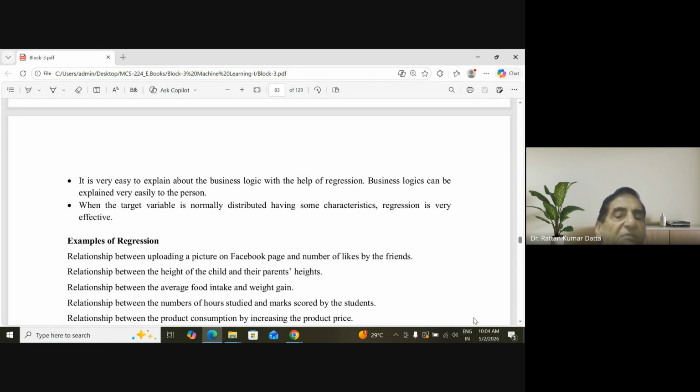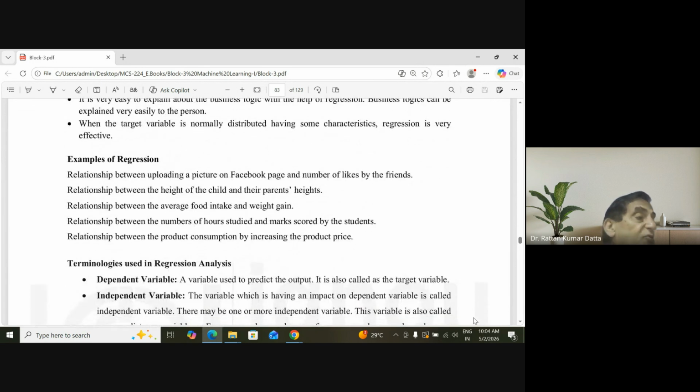So, relationship between the height of the child and the parent, relationship between the average food intake and weight gain. Now which food increases your weight, which food reduces your weight, how much food you should eat. So these are the types of things. And relationship between the product consumption by increasing the product price.